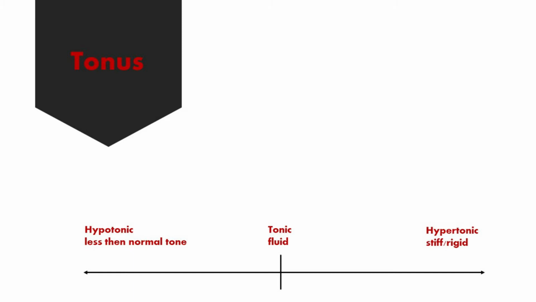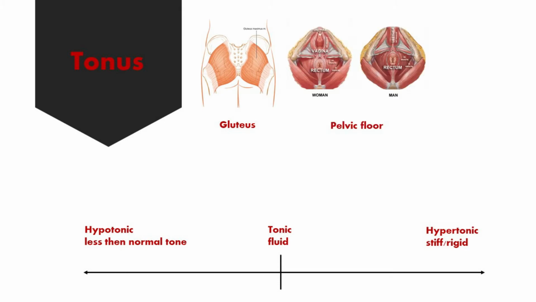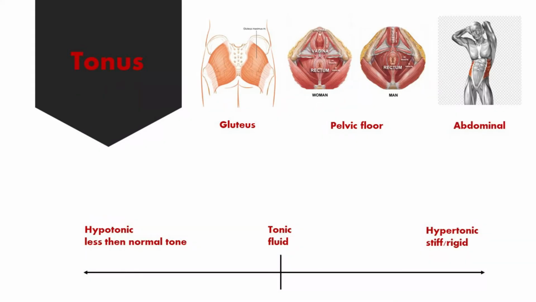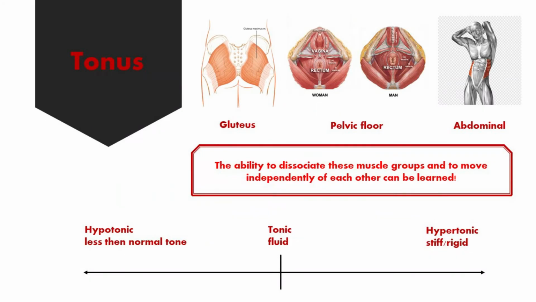These 3 groups are the following: the gluteus maximus, then we have the pelvic floor, and the very strong abdominal muscles. As you can see, these are 3 very strong and powerful muscle groups, and they are all involved with increasing sexual arousal. Now, in order for us to connect consciously with these 3 different muscle groups, we have to be able to differentiate them and move them independently. With the right exercises and some guidance, that ability can be learned.